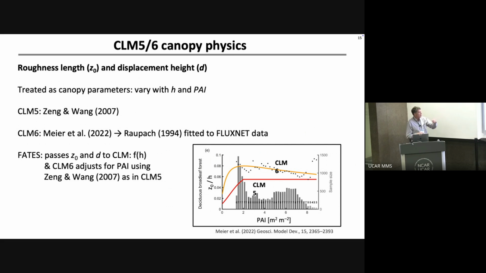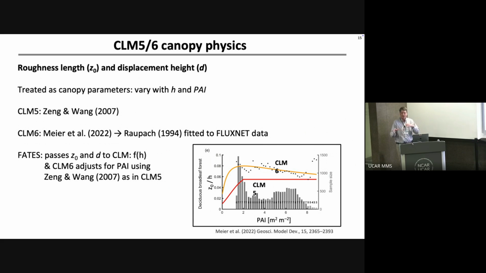And this on the bottom right is just showing you what these different things look like. This is for a broadleaf deciduous forest, the ratio of roughness length to canopy height as a function of plant area index. And you can see some differences between CLM6 and CLM5 in the red. There's a third option of FATES. When you're running with FATES, it passes the roughness length and displacement height to CLM. That depends on canopy height. Then CLM adjusts that for plant area index using Zhang and Wang as in CLM5.